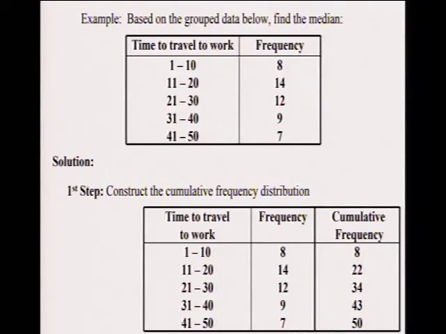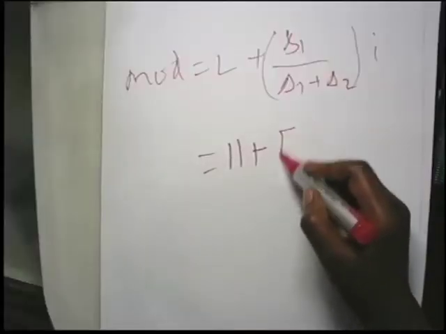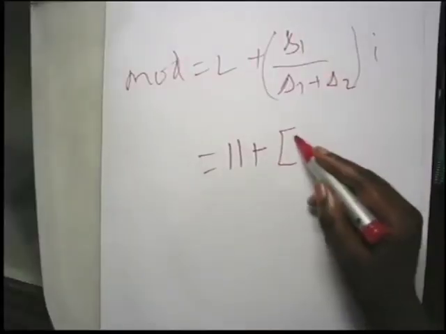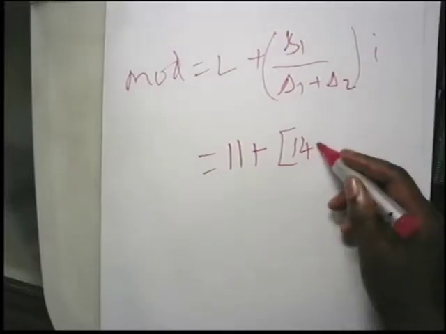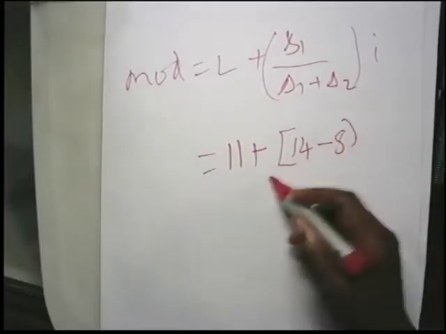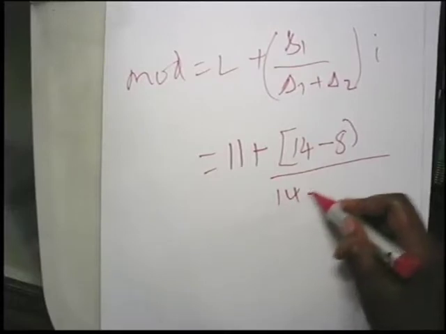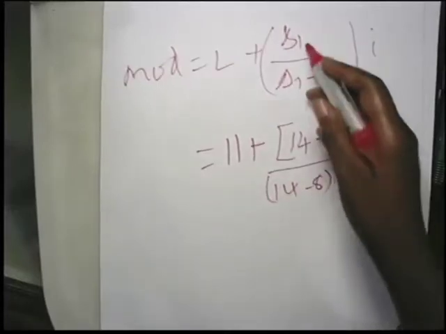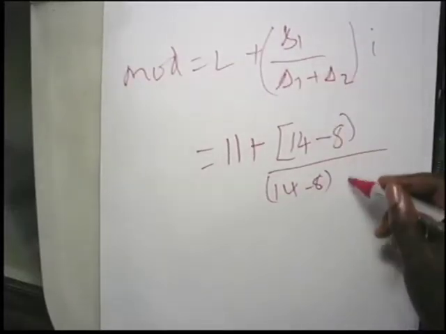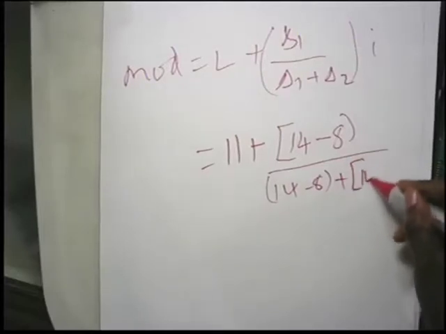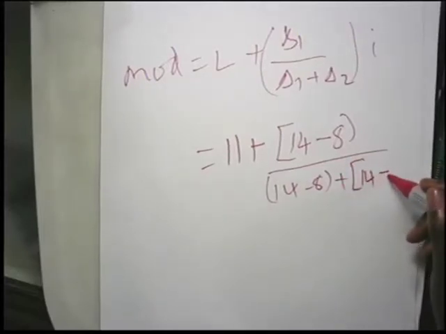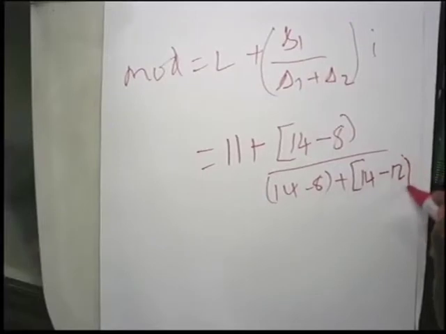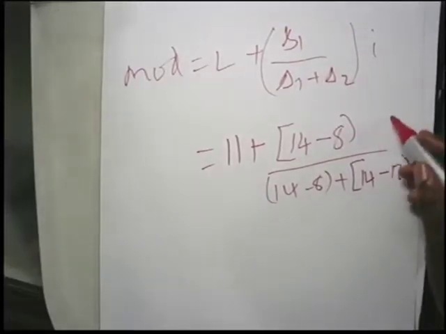The lower limit is 11. Then delta 1, frequency of the modal class 14 minus the frequency above is 8. Okay? 14 minus 8. Delta 2, frequency of the modal class 14 minus the frequency of the class below is 12. Okay, let's not forget our class width there, which is 9.